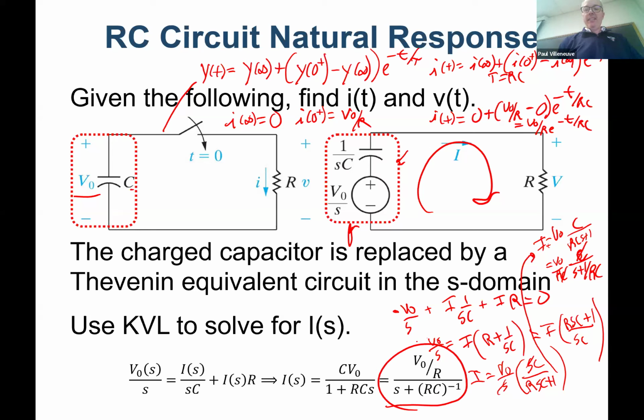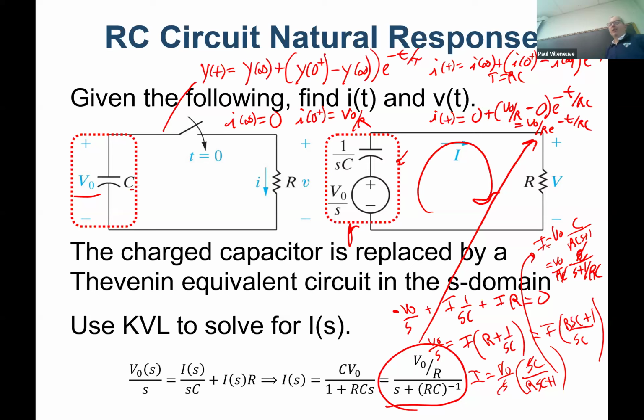If I go back to the time domain, don't I end up with exactly that expression? Exactly the same thing, right? V naught over R is just a constant multiplier, so I can move that out. And 1 over S plus 1 over RC becomes e to the minus t over RC, right? That's exactly what we would calculate if we used that memorization equation.